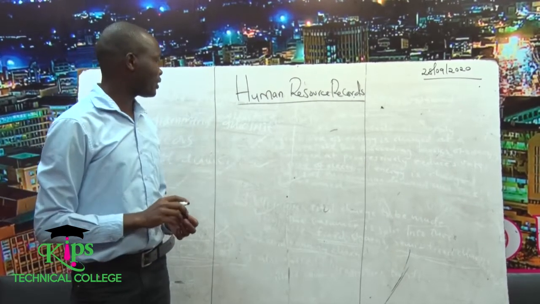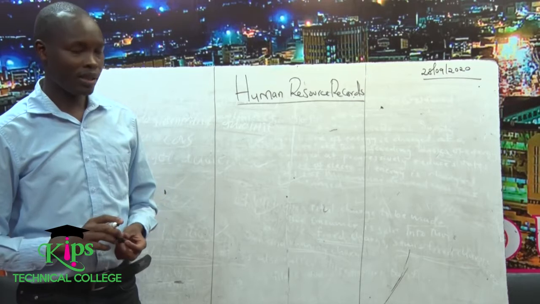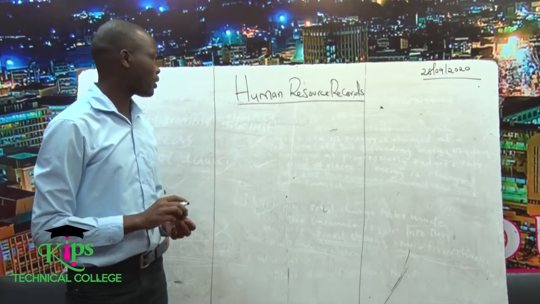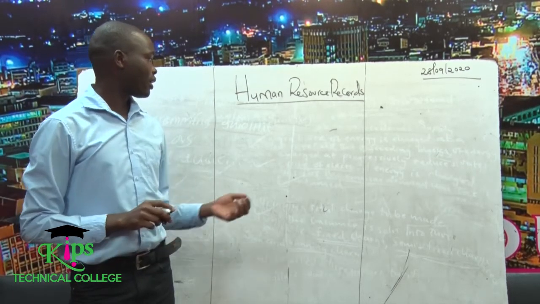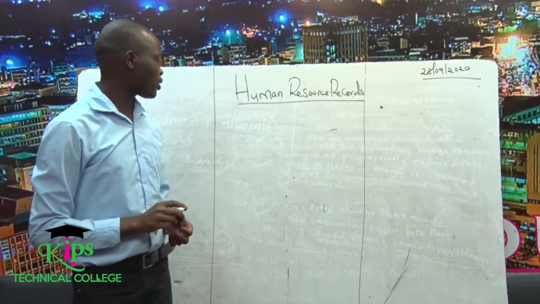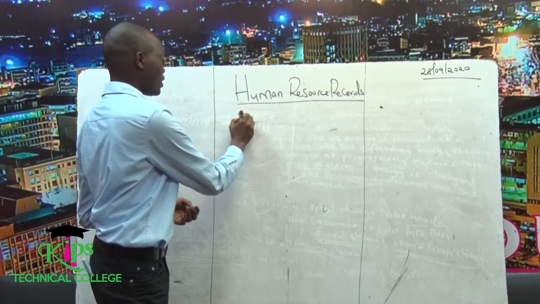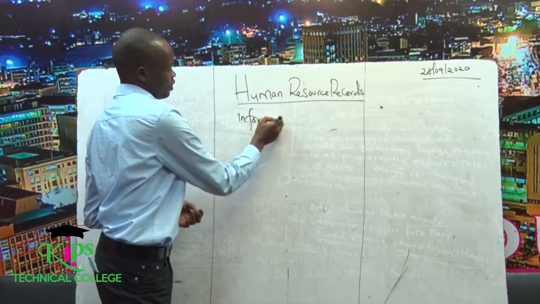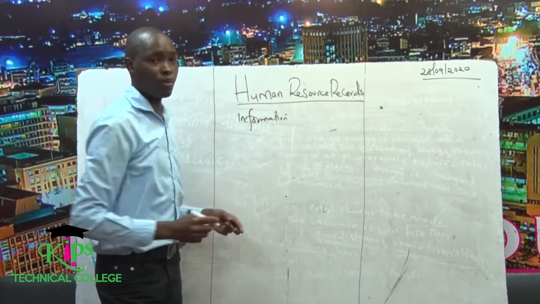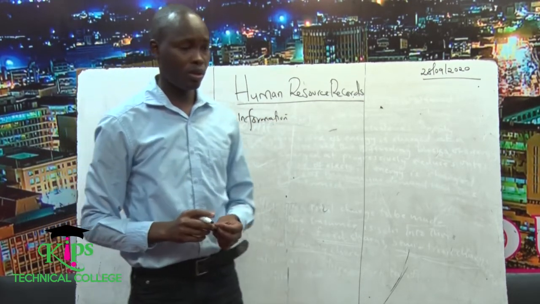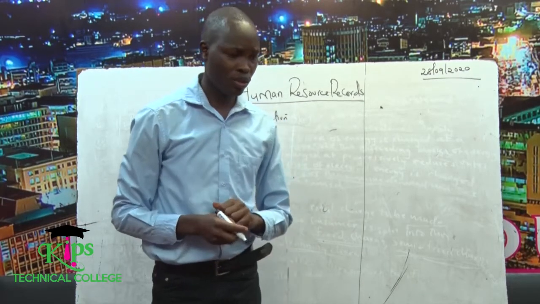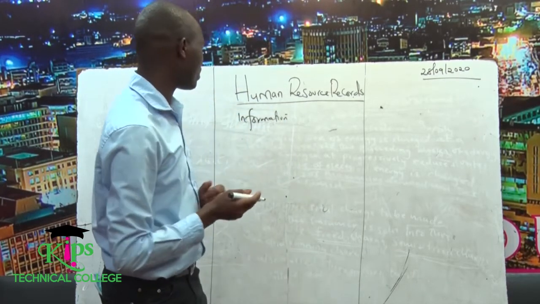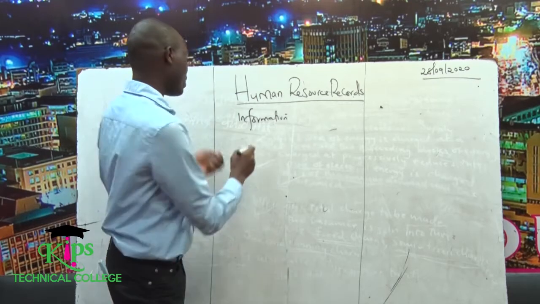Welcome to this class. Our topic of discussion today is human resource records. You find that human resource records is always the information relating to employees in an organization. So in any organization, it will have its own records pertaining to employees.